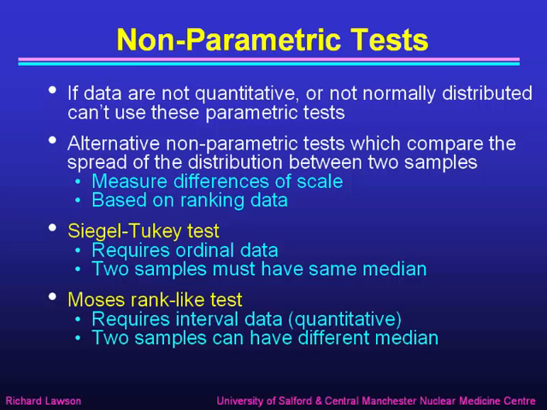The Moses rank-like test requires interval data, that is, quantitative data, numbers rather than categories, because we have to take the difference between numbers. But for the Moses rank-like test, the two samples can have different medians. I don't have time to cover these non-parametric tests in this lecture, so if you think you need to use them, you can look them up in textbooks. So that's the end of the introduction to this lecture.